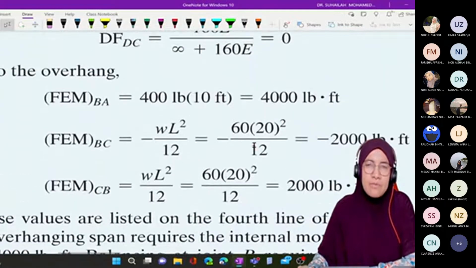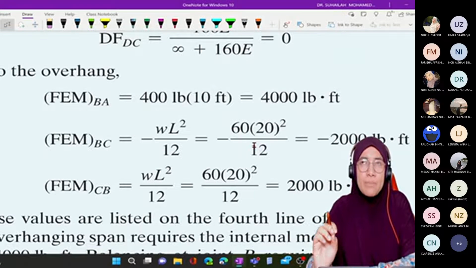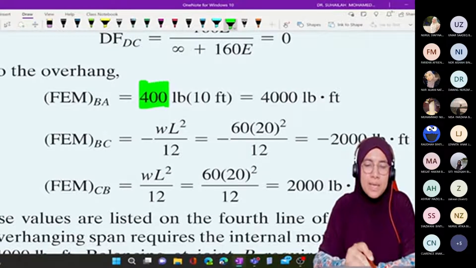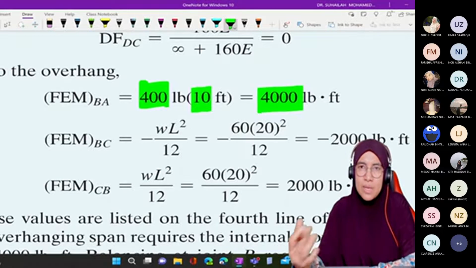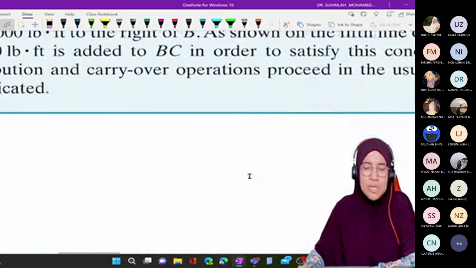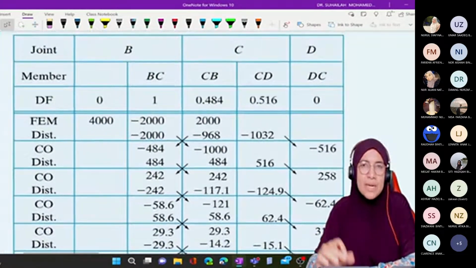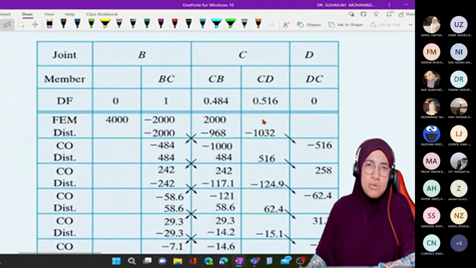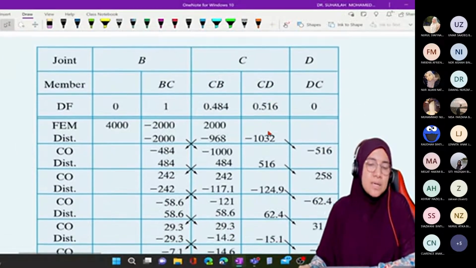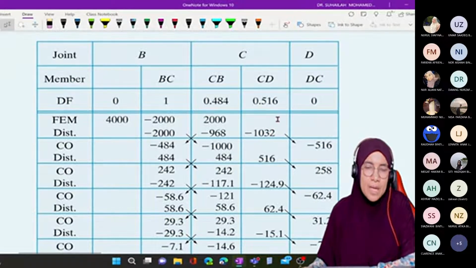So we get the first moment value for member BA from P times L, with this P and this L. And the FEM for member BC and CB we calculate as usual. So we put this into the table. This rarely comes out in the final assessment, but if you need to analyze an end cantilever, this is how we analyze an end cantilever beam.